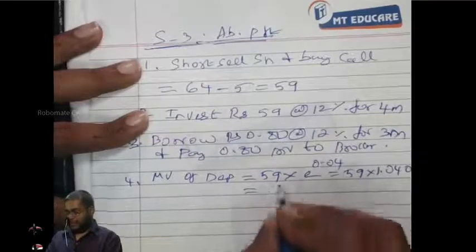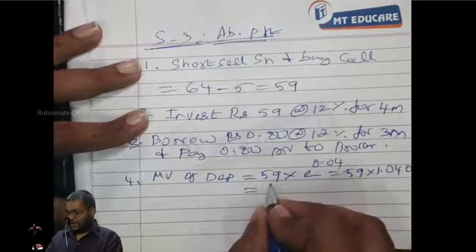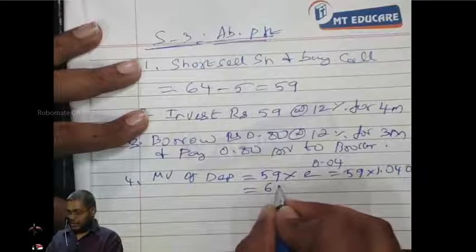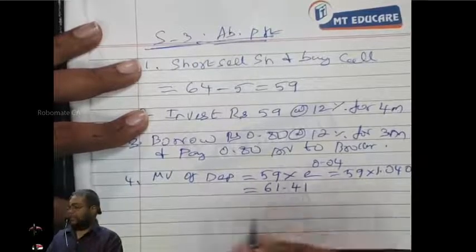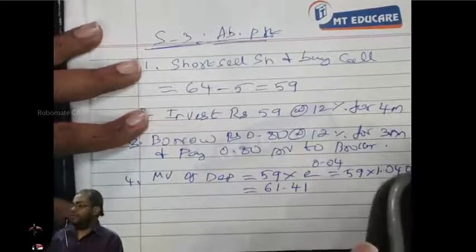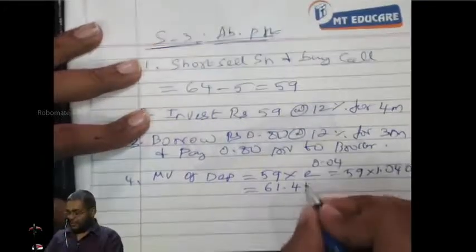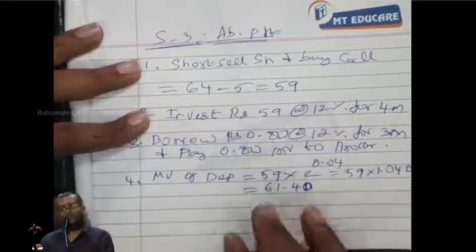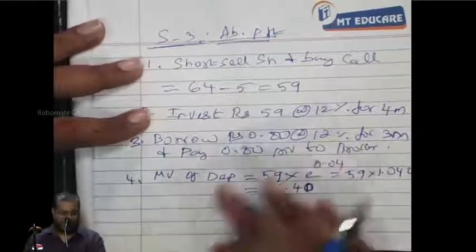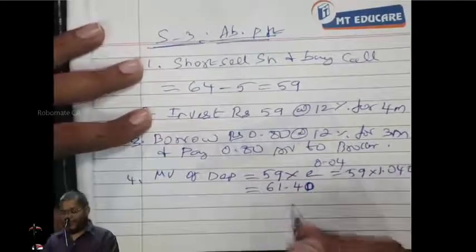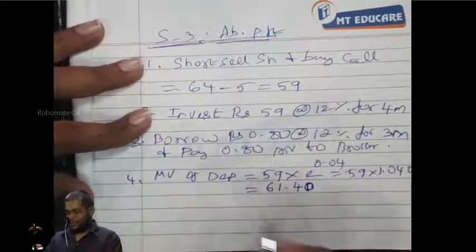Tell me the number, how much? 61.41. And 61.40. Not an issue. Okay. Now, don't fight for 1 paise. Can I say 61.40?